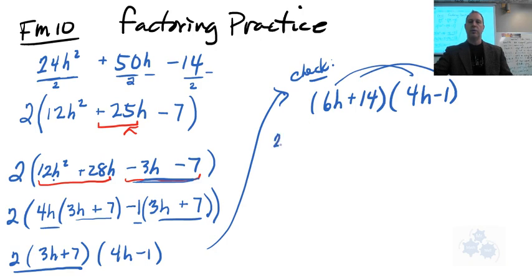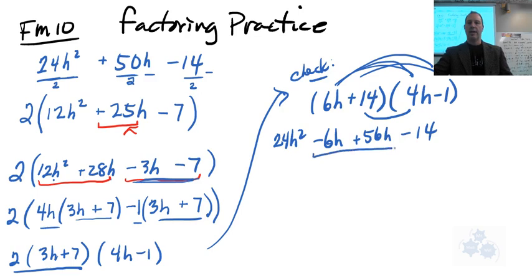This is going to be 24h squared. That's the first multiplication. And then minus 6h. 14 times 4 is what? 56. h minus 14.